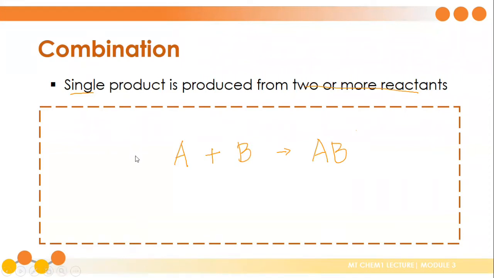We have to remember that in a combination reaction, the product is always a compound, okay? While the reactants can either be elements or compounds. We have to remember that it's always the product that is always a compound. Let's take a look at some examples.